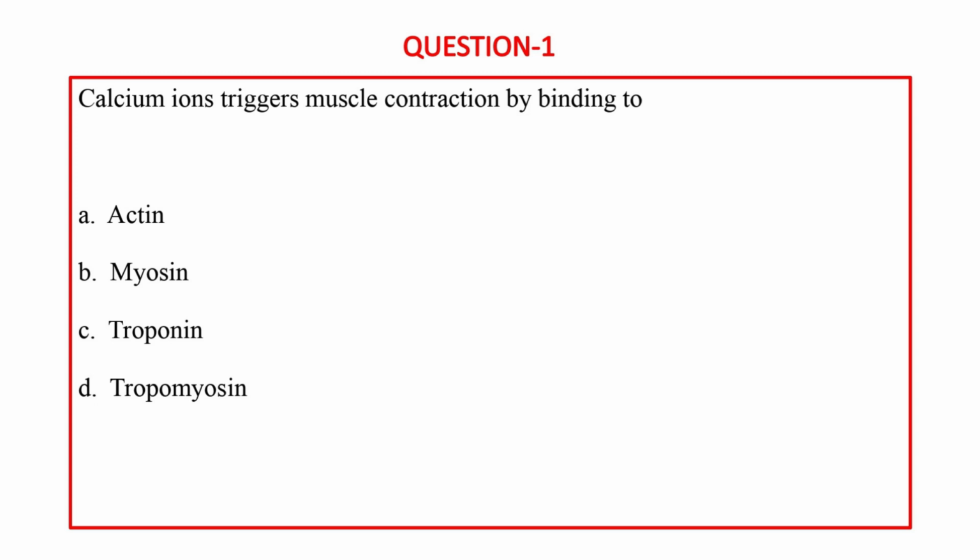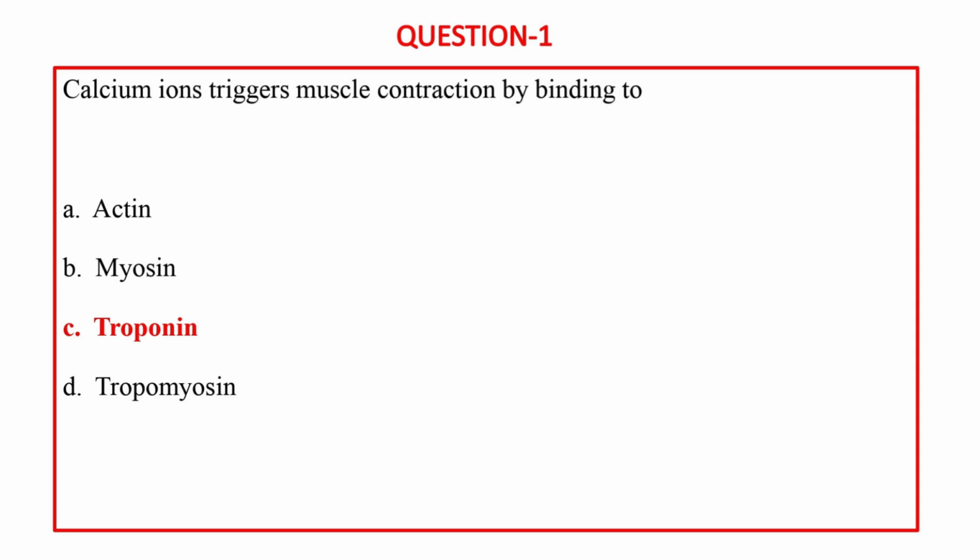Calcium ions trigger muscle contraction by binding to, they've given 4 options: A. Actin, B. Myosin, C. Troponin, D. Tropomyosin. The answer to this question is C. Troponin. The muscle contraction is basically initiated when a large number of calcium ions bind with troponin C. So calcium ions are the main link, a bridging or coupling agent between the excitation and the contraction of the muscle. This is done with the help of its binding to the troponin.